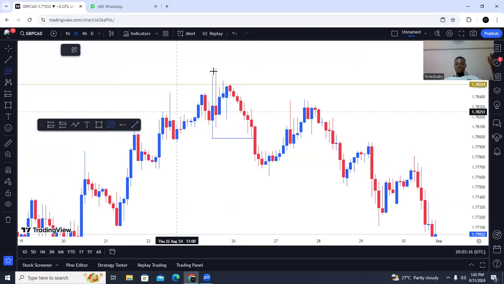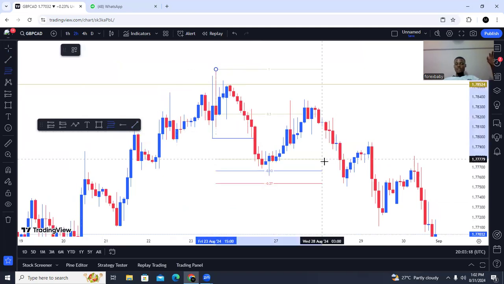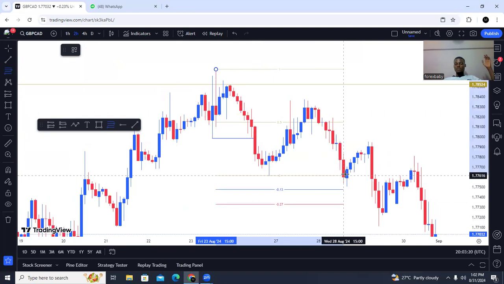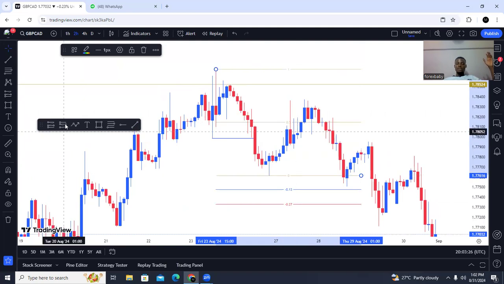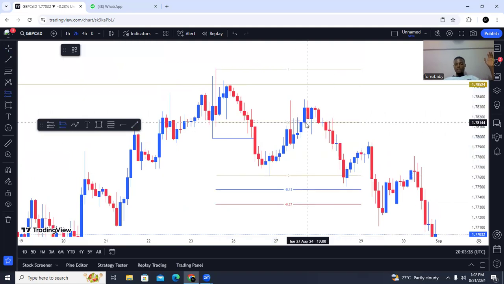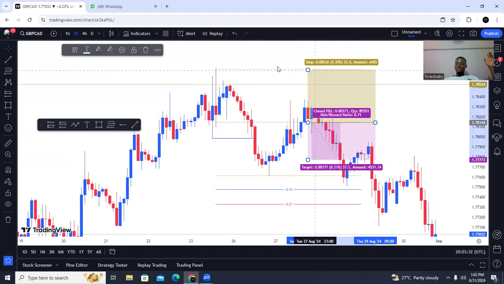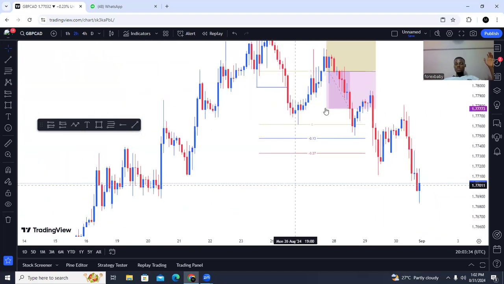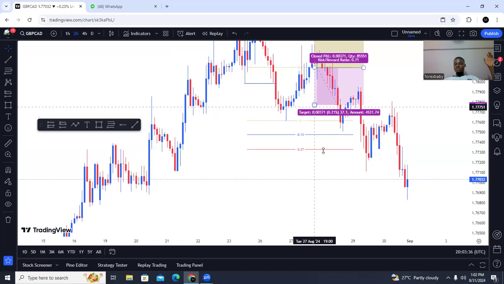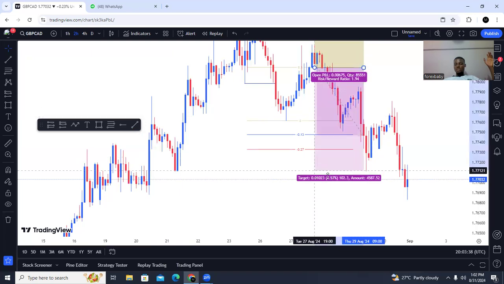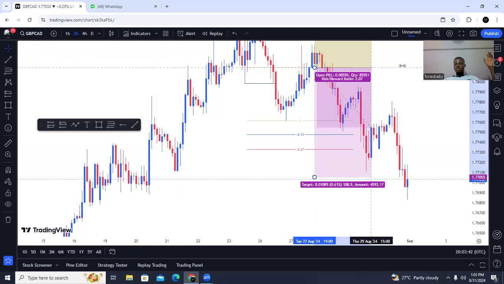I'll place my trade on the 50% of the Fibonacci retracement, right? 50% here. So this is it. I'll place my trade here and go for a 1 to 3. It's usually 1 to 3. Or you can go for a 1 to 2, which is a very nice and safe trade.